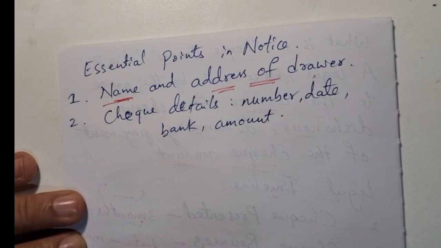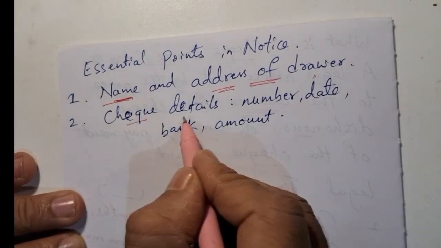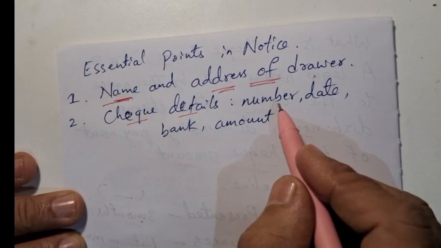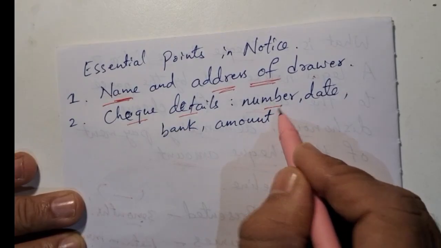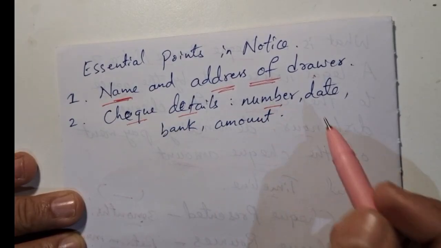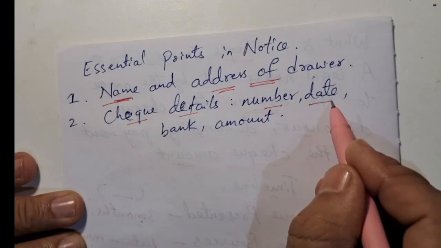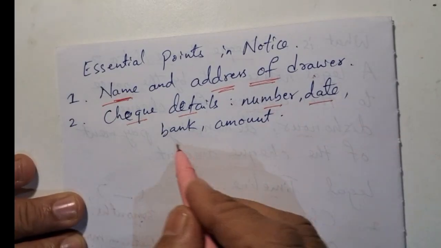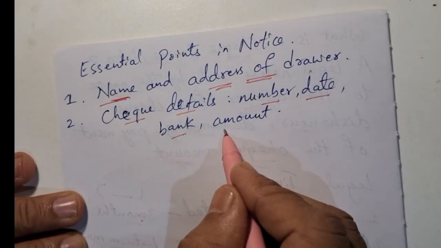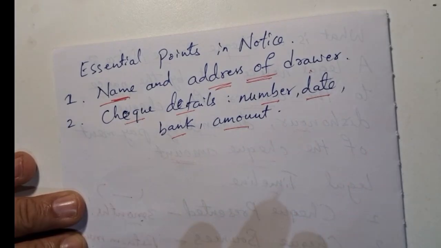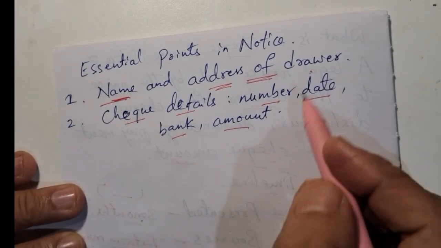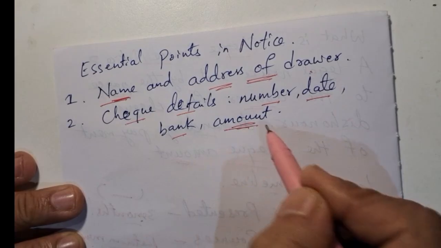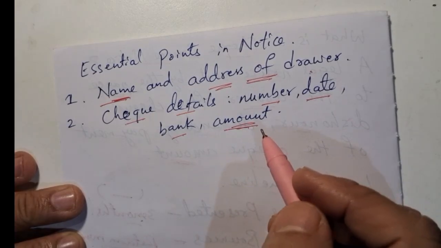So the second essential point is to check the details in our legal notice. Make sure to write the check number, which is below the check, the date which is written on the check, and the bank details. Make sure to write the amount which has been mentioned in the check amount.